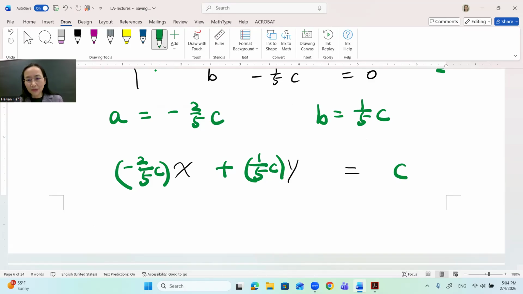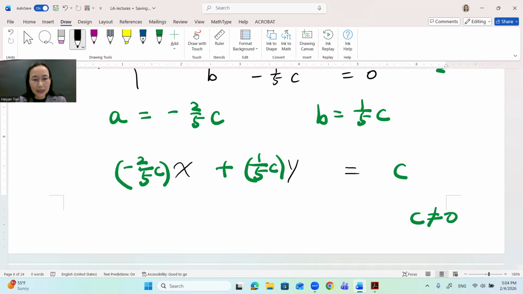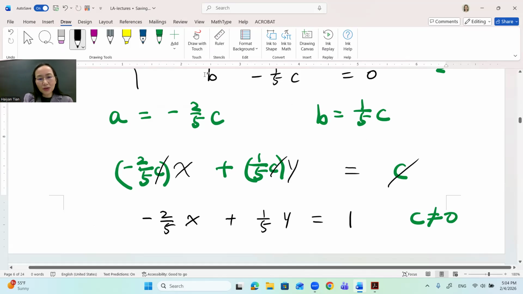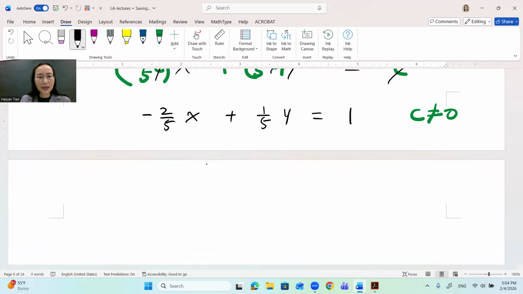And now we see that this C can be canceled, right? As long as C is not 0, then we can rewrite the equation. We can divide both sides of the equation by C. We can write -2/5 x plus 1/5 times y equals 1. Also, if you do not like the fraction, to make it a better-looking equation, we can multiply both sides by 5.